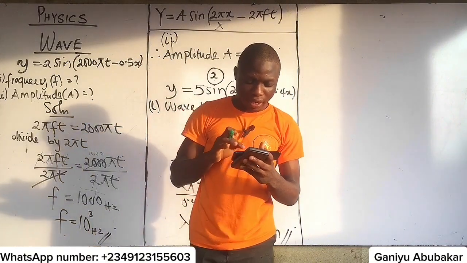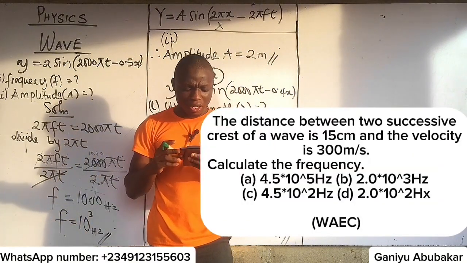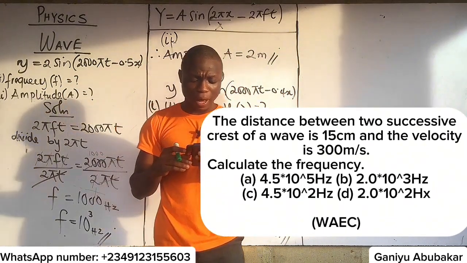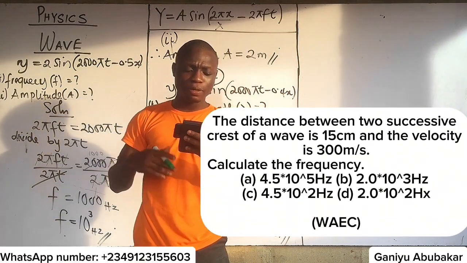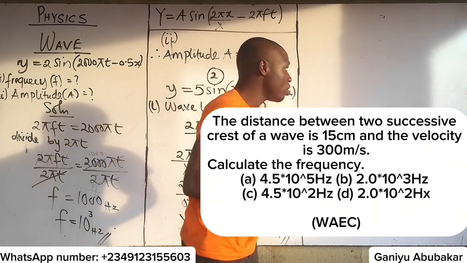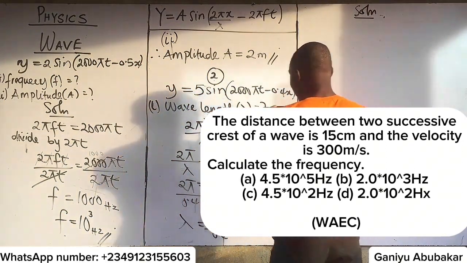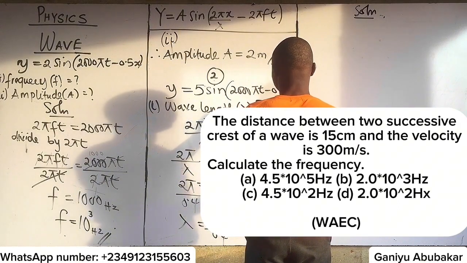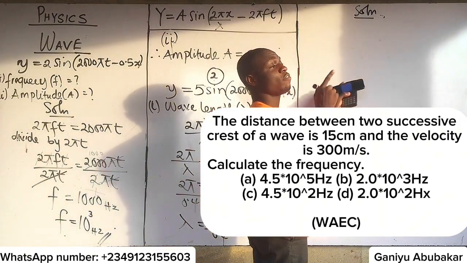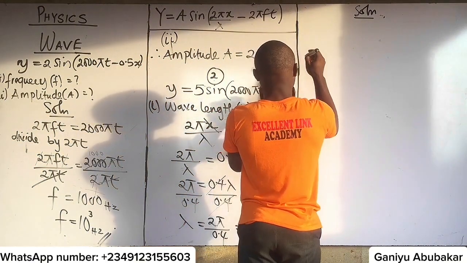All right, let's take another example. Example 3 says, the distance between two successive crests of a wave is 15 centimeter and the velocity is 300 meter per second. Calculate the frequency. That's all. Solution: first things first, your first task is to list out the given parameters. The distance between two successive crests of a wave is the wavelength, as we discussed earlier. The distance between two successive crests or troughs is wavelength. So I'm given that to be 15 centimeter.